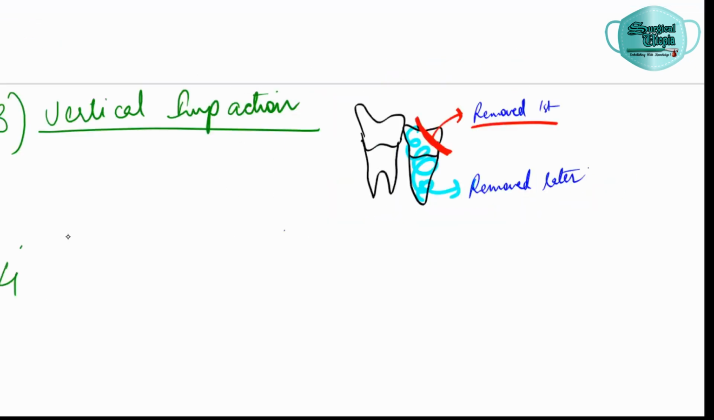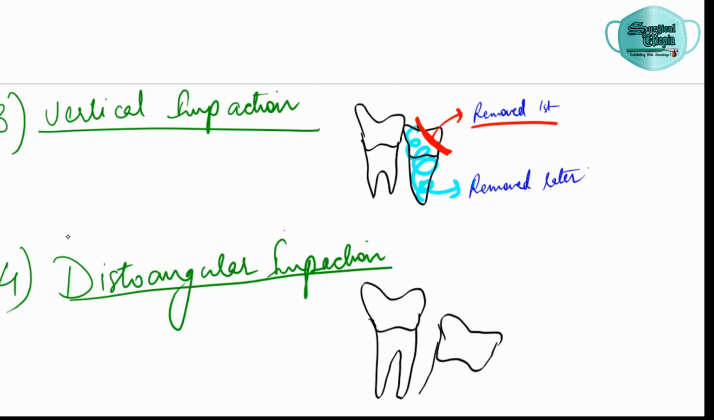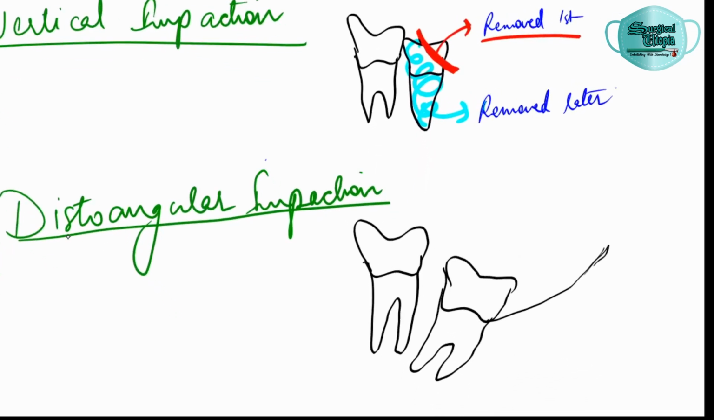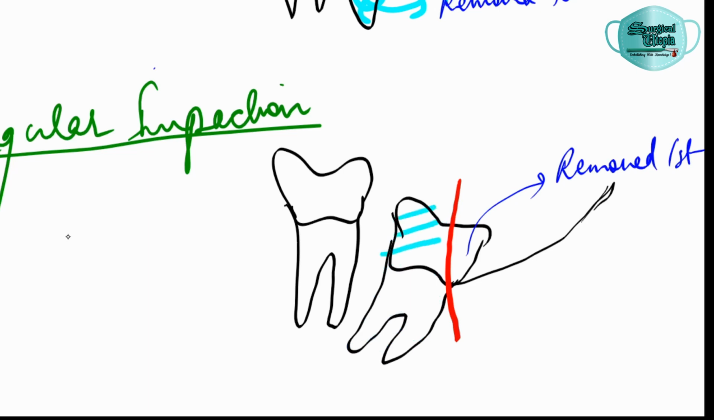For example, in cases of distoangular impaction. So a distoangular impaction would look something like this. This is our ramus. For this, if you see, the distal part of the crown is to be sectioned and removed first, and then later the entire tooth will be removed.